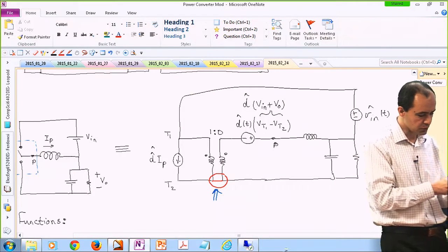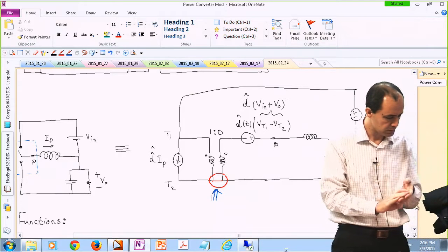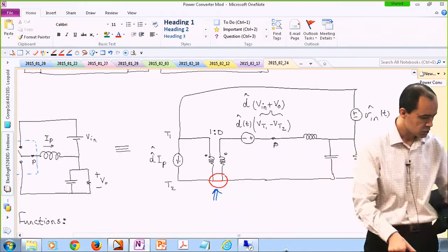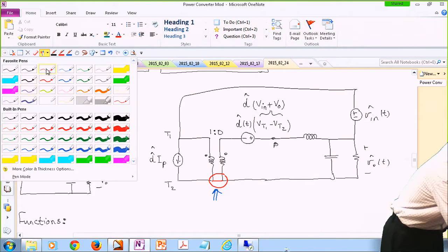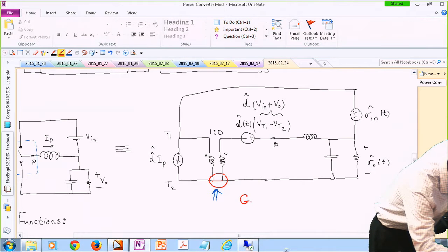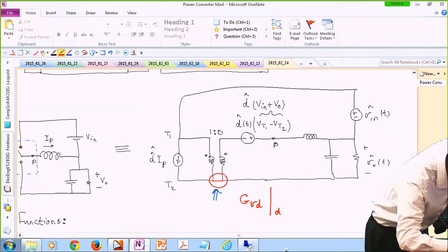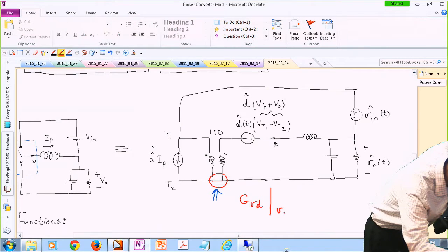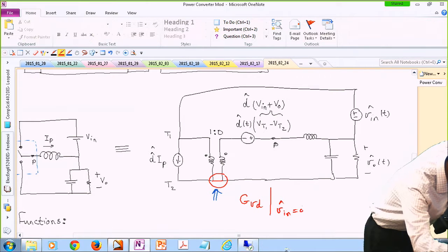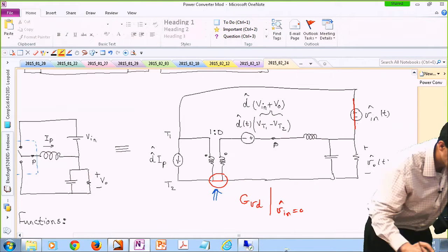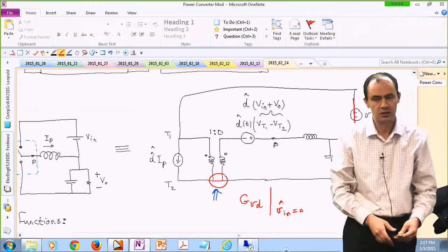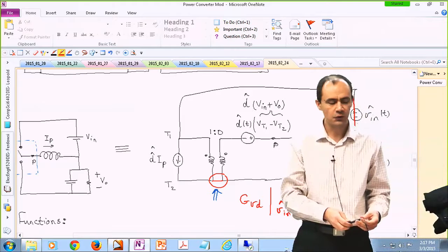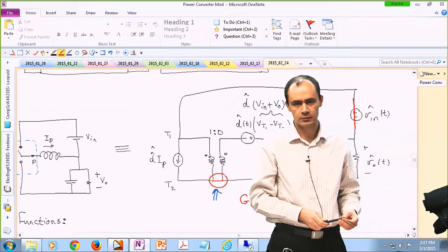If you are trying to perturb the duty cycle, yes. If you are trying to find, for instance, G sub Vd, Vin is not perturbed anymore, right? Correct. So that means this is shorted, and the rest are there. The only thing is Vin is not perturbed. Therefore, Vin hat is 0, basically, or shorted.